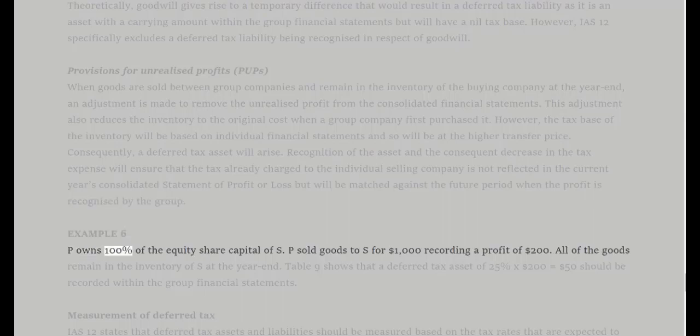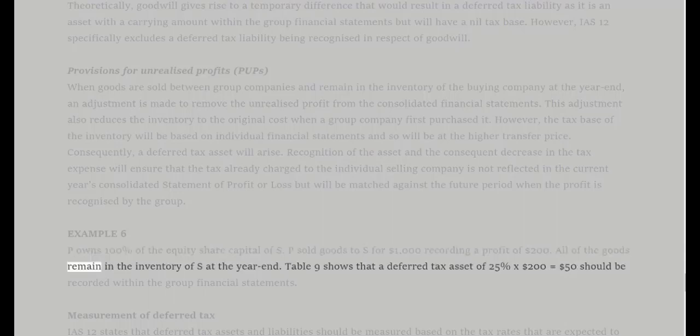Example 6. P owns 100% of the equity share capital of S. P sold goods to S for $1,000, recording a profit of $200. All of the goods remain in the inventory of S at the year-end. Table 9 shows that a deferred tax asset of 25% x $200 equals $50 should be recorded within the group financial statements. Measurement of deferred tax.